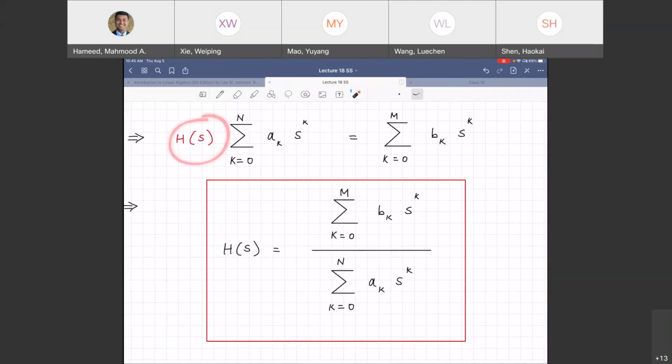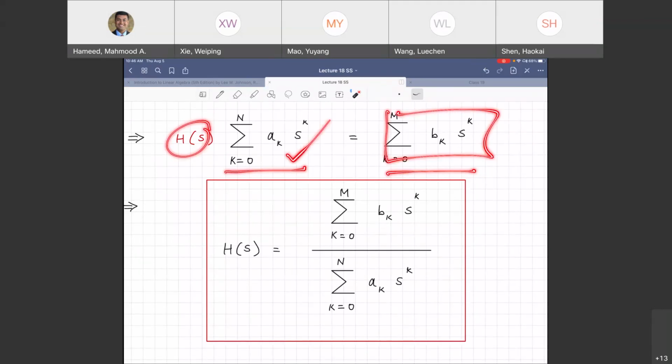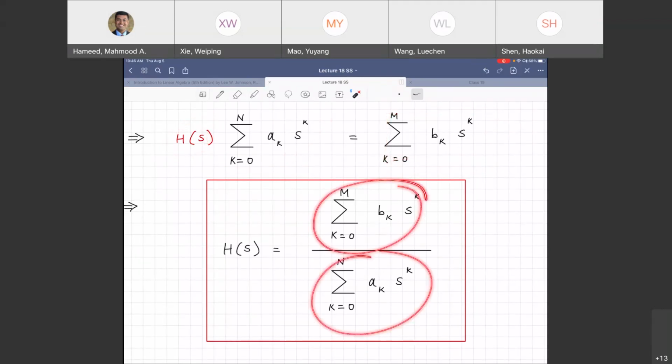h of s times a polynomial in s where the highest power is n, right? So it's an order n polynomial. On the right side, you have another polynomial in s, order is m. h of s is simply going to be this guy divided by this guy. So you've got this as the numerator, this as your denominator. Now again, this could be an improper fraction or it could be a proper fraction. If it's an improper fraction, then you do polynomial division and get it into a proper fraction form, where the order of the numerator polynomial has to be less than or equal to the order of the denominator polynomial.